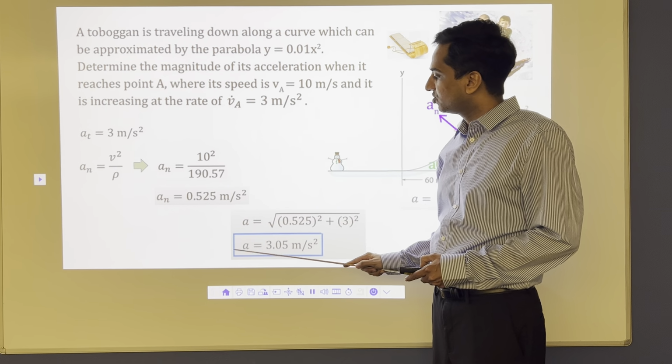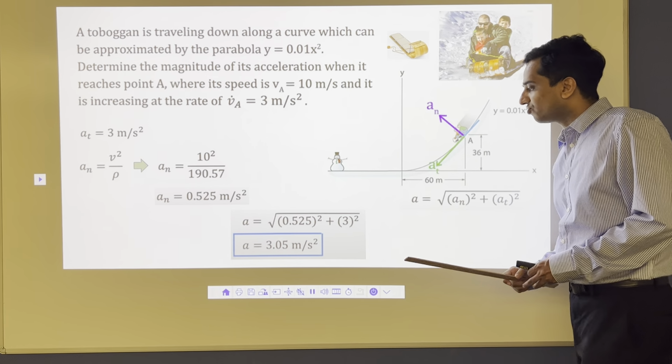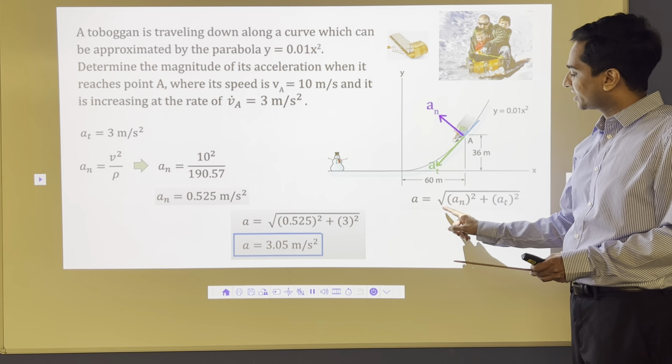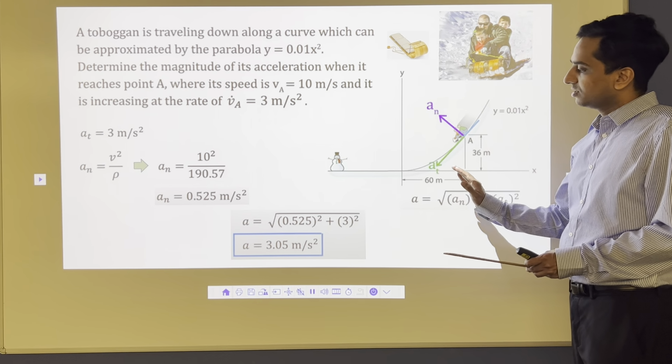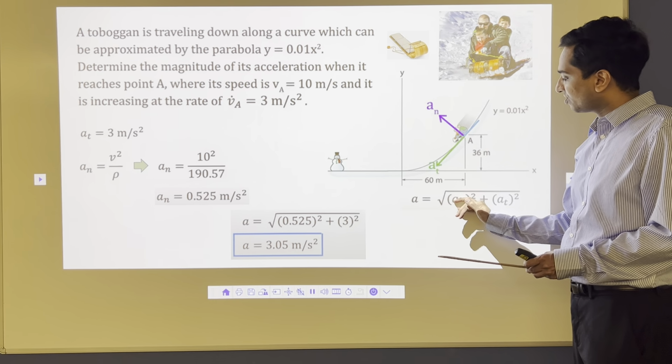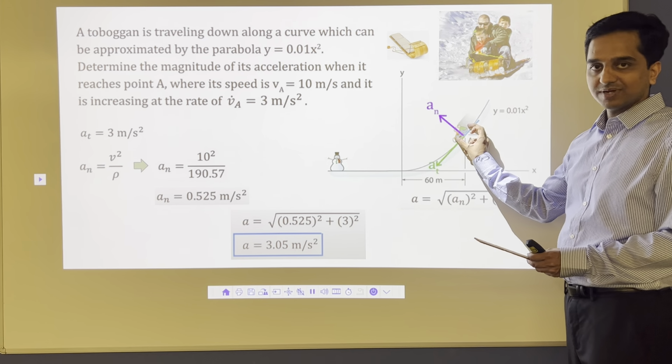And once I have that value, I'm going to use that in the equation, and then I'll get the final number, which is 3.05 meter per second square. So this is the number I'll get, 3.05 meter per second square, and that's how I can find out. Once I know the radius, I'll get the value for an, and then I can find out the magnitude of acceleration at point A.